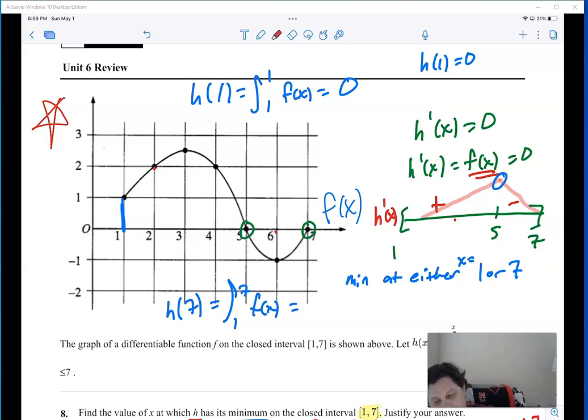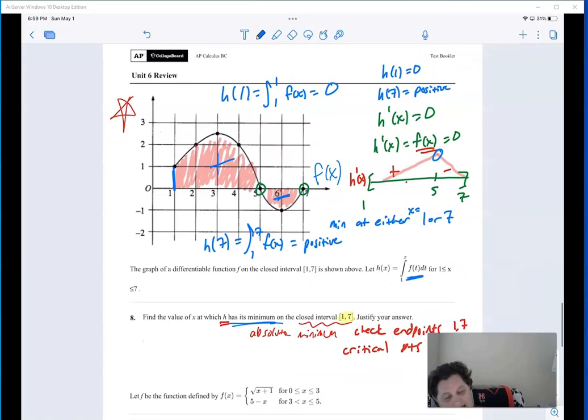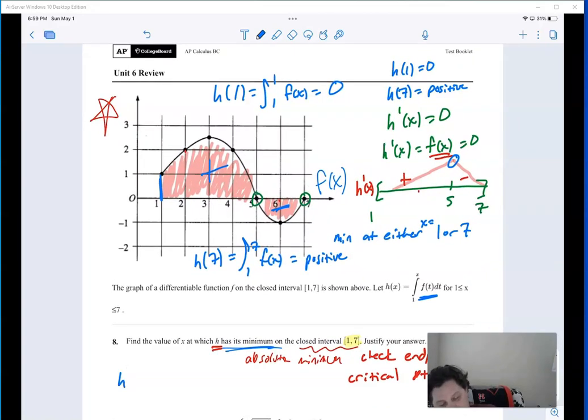Now look, you guys see how I've got all this big area up here, which is positive because it's above the axis, and then this little baby area right here, so you take off a little bit of a negative. But the positive area is bigger than the negative area, which means h of 7 is positive. So we could say h of 7 is something positive because of that area there. So what is the absolute minimum? So h has a minimum at x equals 1.